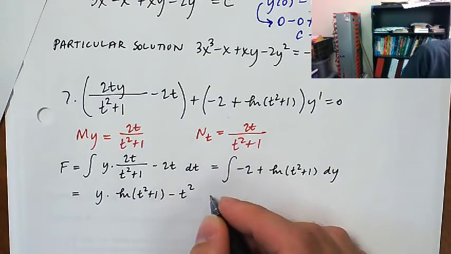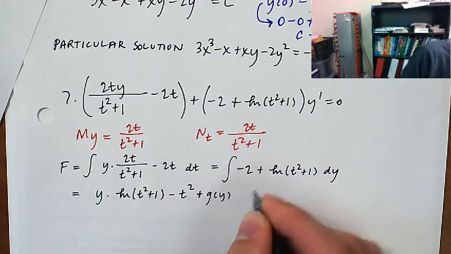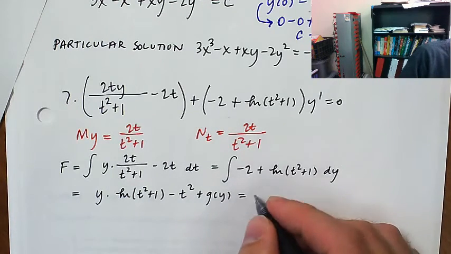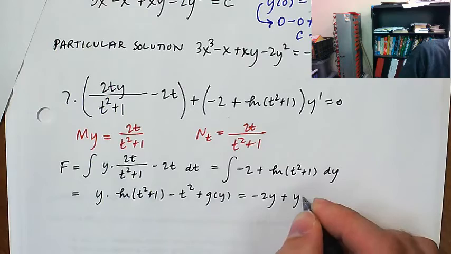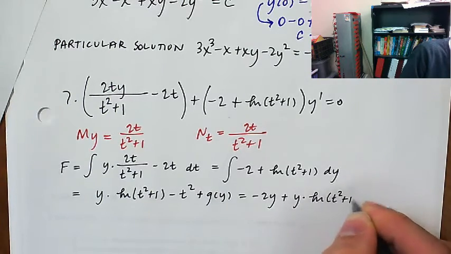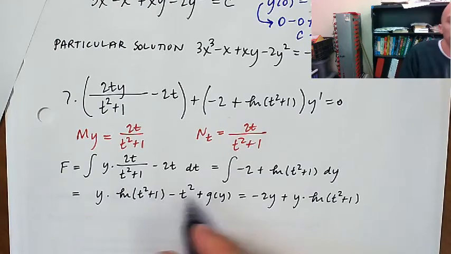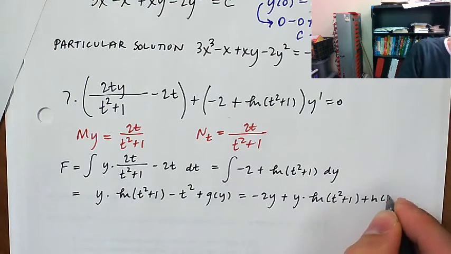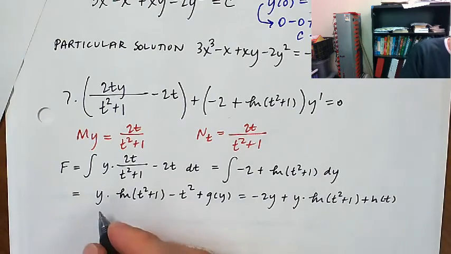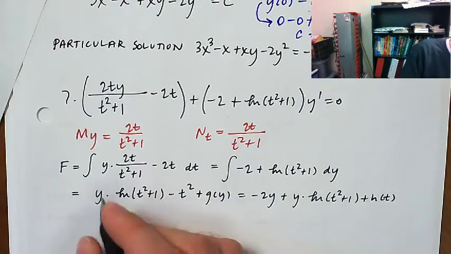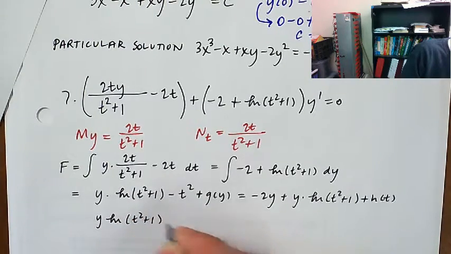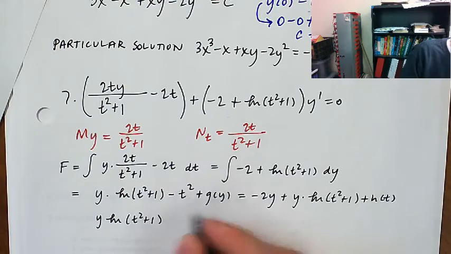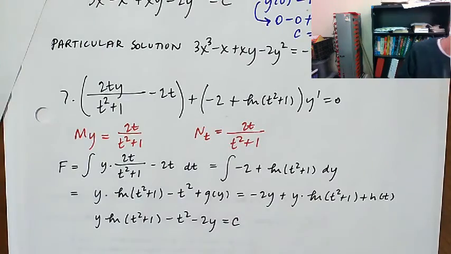Okay? And then I'll have a minus t squared, maybe plus some function that depends on y only. And then that will also be equal to negative 2y, that's my function of y only, plus y times the log of t squared plus 1, which I already had over here, so that's a good sign, right? Okay, then I might have some function of t only, and then that's going to be it right here. Okay, so my general solution is going to be y times the log of t squared plus 1 minus t squared minus 2y. That's going to be equal to some constant.